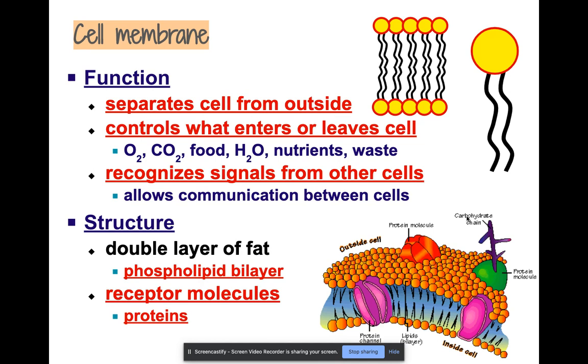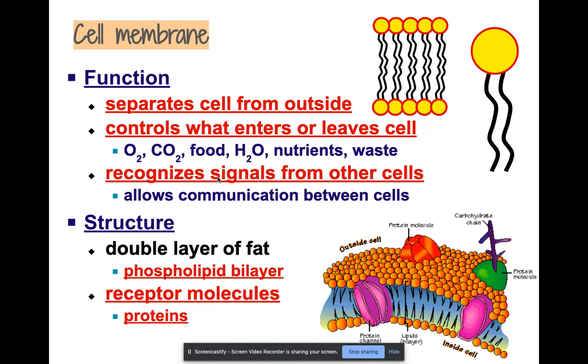All right, first off, the cell membrane. The function of the cell membrane is to separate the cell from the outside. It controls what enters and leaves the cell. So some examples of items would include oxygen, carbon dioxide, food, water, nutrients, and waste. And what it does is it recognizes signals from other cells, which allows for communication between the cells.